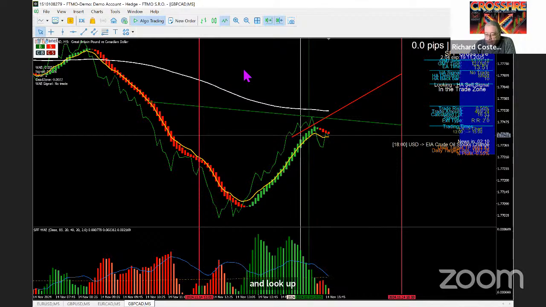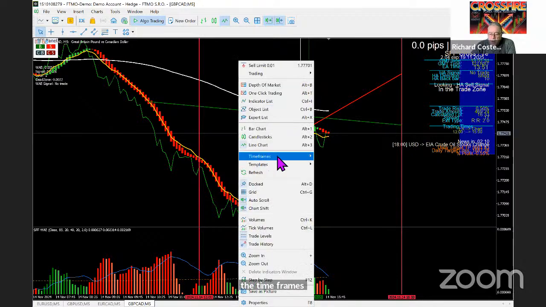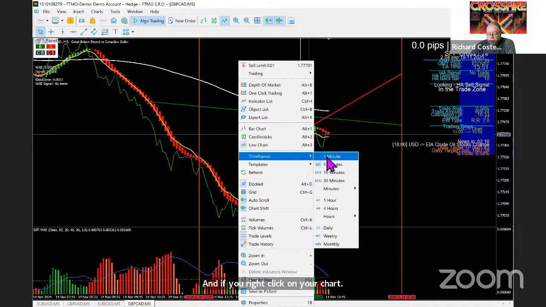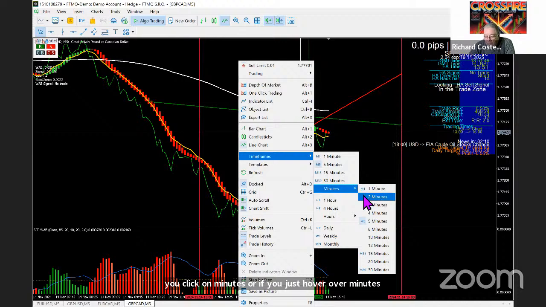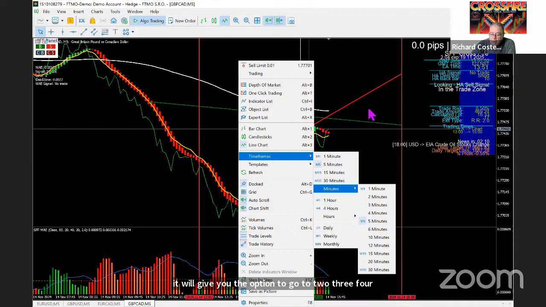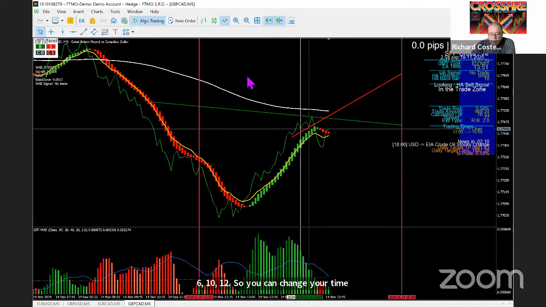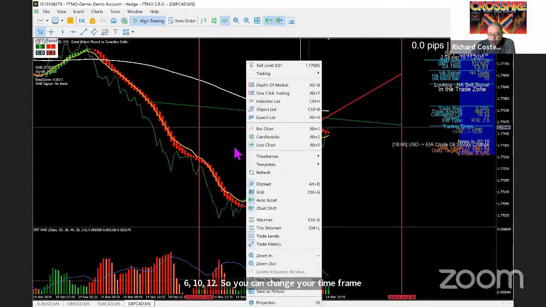What was I asked to look at? Yeah, somebody asked me about the time frames, and if you right click on your chart and you click on time frames, you can change to 1 minute, 5 minute, 15 minute, 30 minutes, or if you want, you can hover over minutes, and it will give you the option to go to 2, 3, 4, 6, 10, 12. So you can change your time frame just by right clicking and going to time frames.